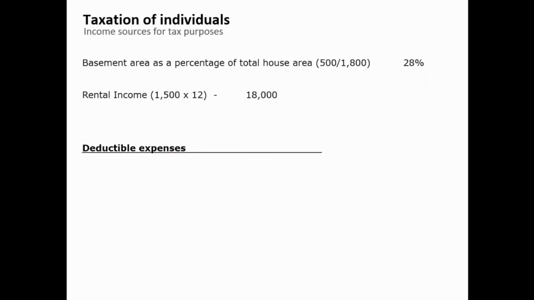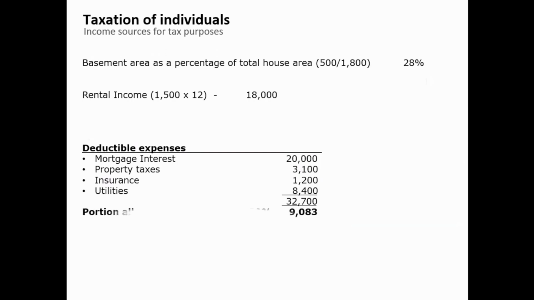Now, what are the deductible expenses? Number one, mortgage interest, 20,000. Property tax, 3,100. Insurance, 1,200. Utilities, 8,400. Everything, 32,700. Mr. Boo cannot deduct the entire 32,700 because the entire house is not on rent. It's only the basement. Now, the portion allocated to the basement is the 28%, based on the area space that the basement is occupying. So 28% of 32,700 is 9,083. And that is the expense that Mr. Boo is going to deduct from his 18,000 income and pay tax on 8,917.